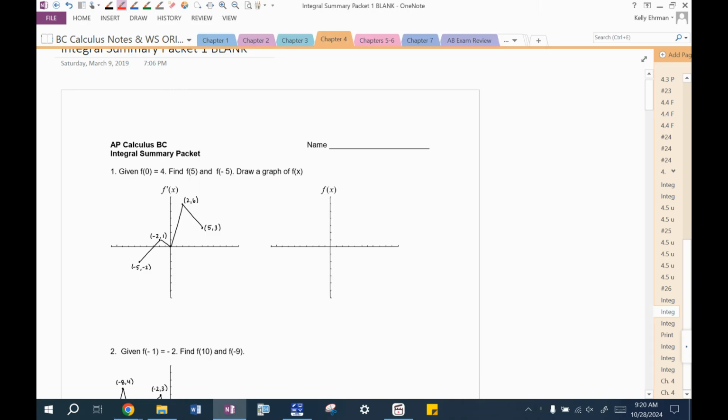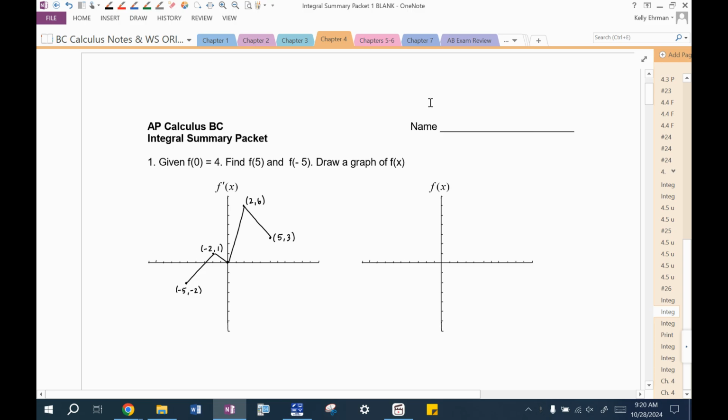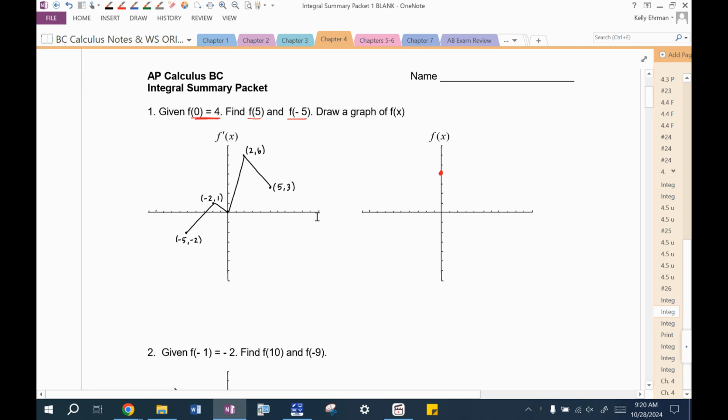All right, we're going to do a video for each page here. So the first problem, we were given some information about f. Given f of 0 is 4, let's just plot that right now. Given f of 0 is 4, find f of 5 and f of negative 5, and then draw f of x's graph. And we're given information about f prime.